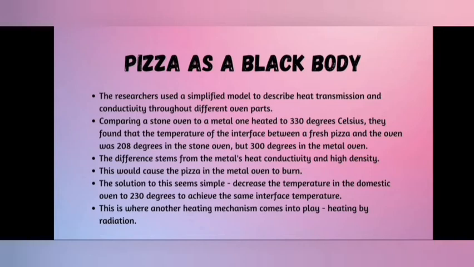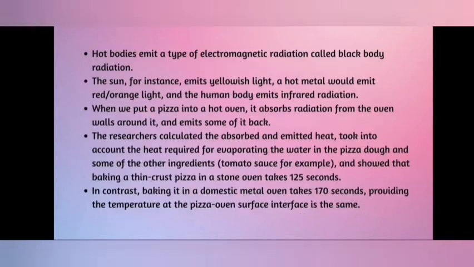This is where another heating mechanism comes into play, heating by radiation. Hot bodies emit a type of electromagnetic radiation called blackbody radiation. The sun, for instance, emits yellowish light. Hot metal would emit red-orange light, and the human body emits infrared radiation. When we put a pizza into a hot oven, it absorbs radiation from the oven walls around it and emits some of it back.